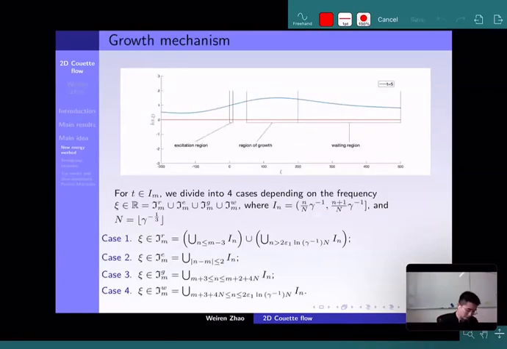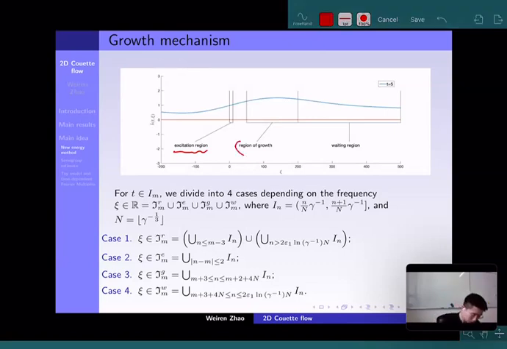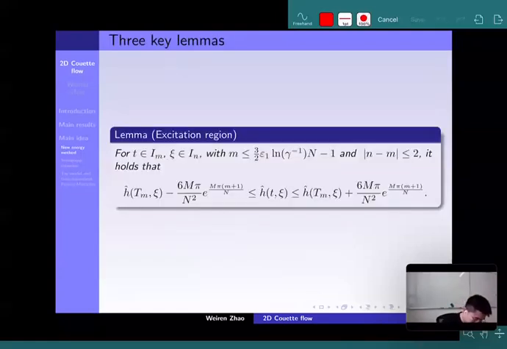So how to justify this? In order to justify this, we separate the frequency into several regimes. The first regime is the excitation regime, which, when eta is in this regime, will excite the next regime, which we call the growth regime, the region of growth, which makes the data, the information, become larger. The last regime is the waiting regime. It waits to become a growth regime. So it's waiting for growth. The rest part we do not give a name, so there are 4 regimes. And in each regime we prove the key lemmas.